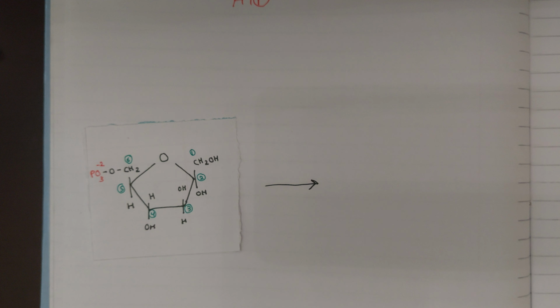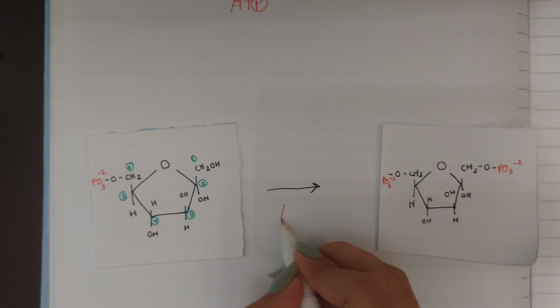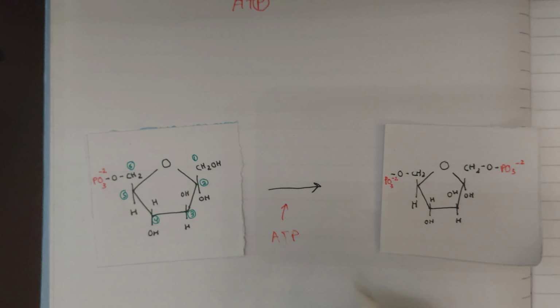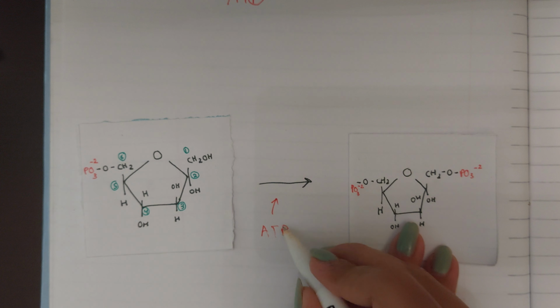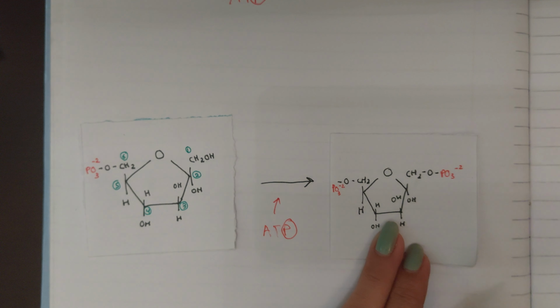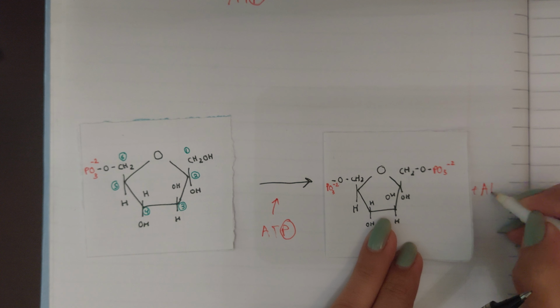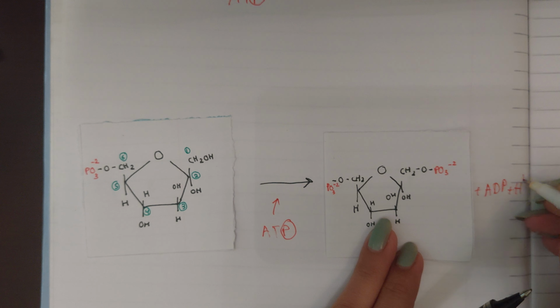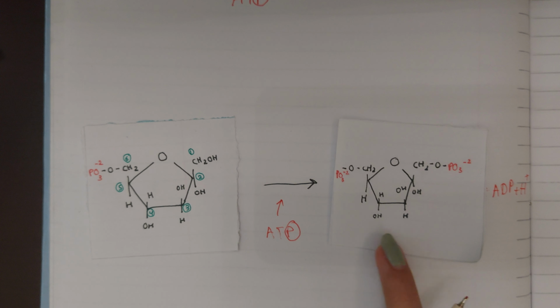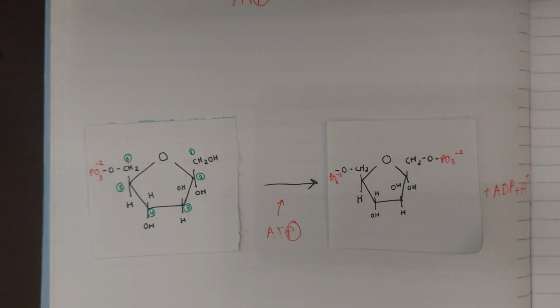And now the third step is going to be phosphorylation, in which another phosphate group is added with the help of ATP. The phosphate group from ATP is added onto the first carbon of the fructose 6-phosphate. And the byproduct again is going to be ADP plus a hydrogen ion. This is called fructose 1,6-bisphosphate, and the enzyme used in this step is phosphofructokinase.